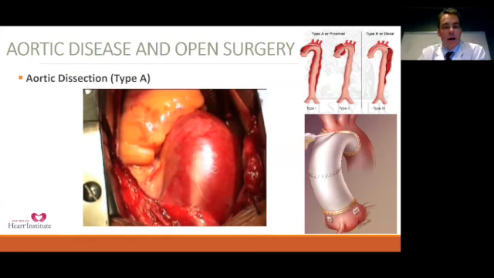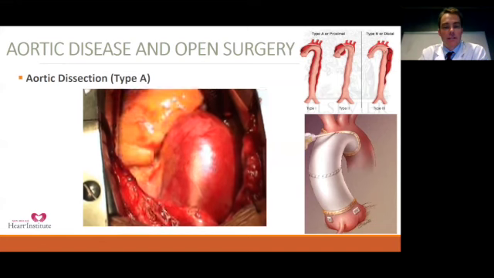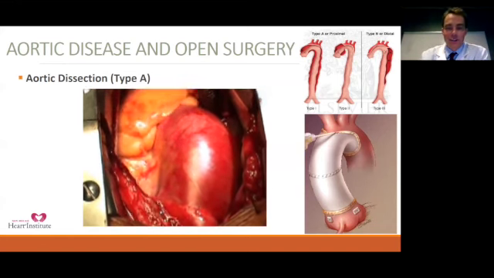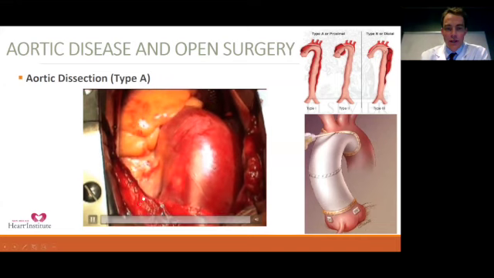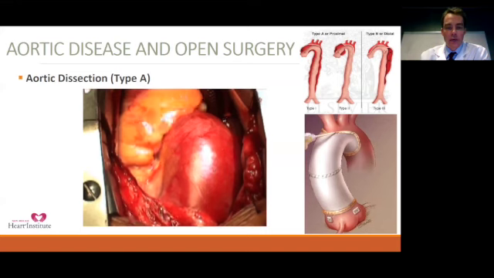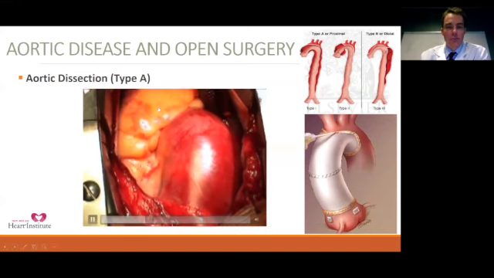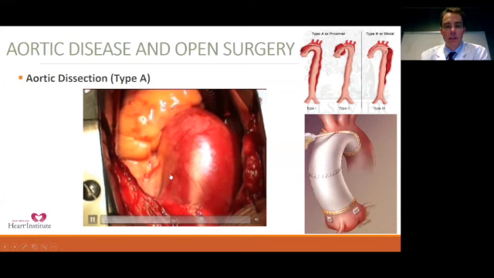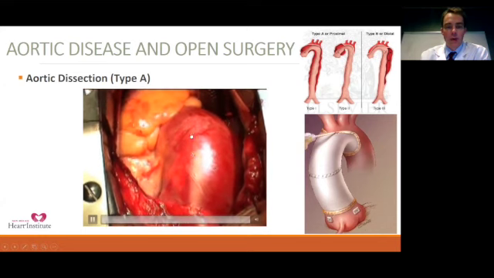This is a video from the operating room showing a type A dissection. And I love putting this in these talks because I think it shows just how dangerous this disease is. So to kind of orient folks a little bit, this is the heart moving there at the top of the screen. The head would be at the bottom of the screen. You're looking at the aorta right here.